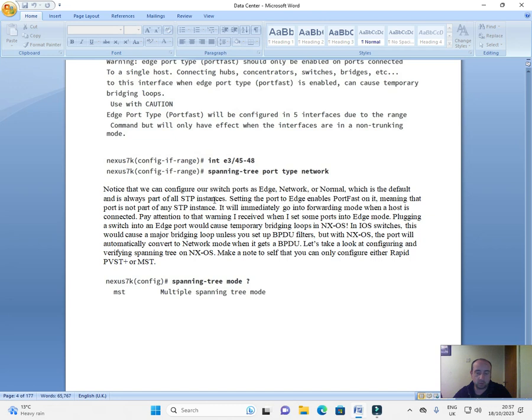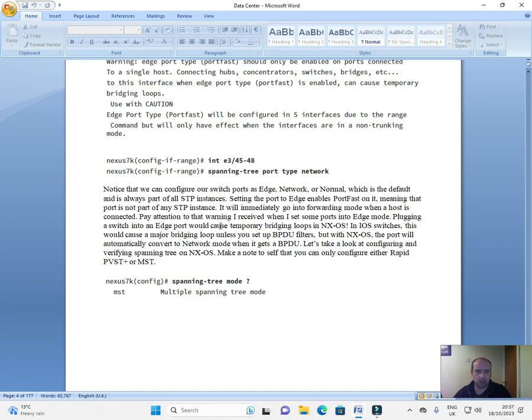Notice that we configure our switch ports as edge, network or normal, which is the default and is always part of all STP instances. Setting the port to edge enables port fast on it, meaning that port is not part of any STP instance. It will immediately go into forwarding mode when a host is connected.